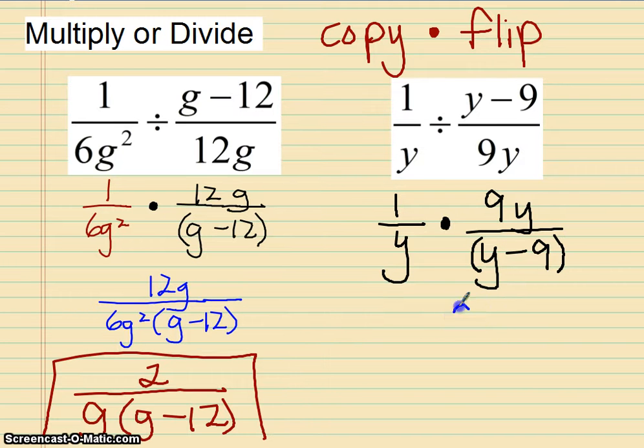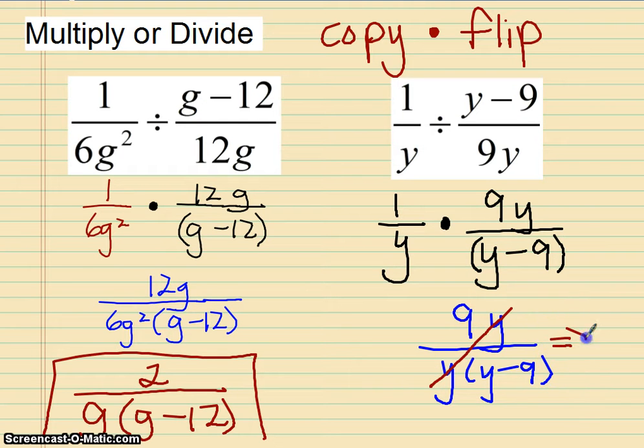So I'm going to write it down, multiply straight across, y minus 9, y, parentheses, y minus 9, and 9y, excuse me. Made the same mistake everybody makes. The y's will cross off, and I will get 9 over y minus 9, and I am done. And so that's my problem.